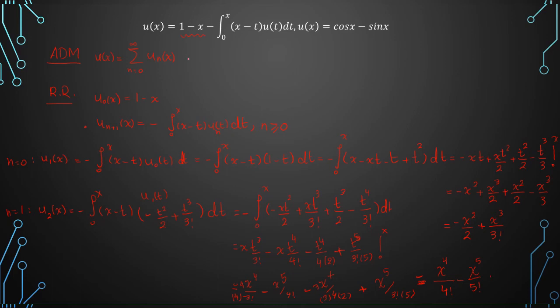So let's substitute in here u0 1 minus x, u1 minus x raised to 2 over 2 factorial plus x raised to 3 over 3 factorial plus u0 plus x raised to 4 over 4 factorial minus x raised to 5 over 5 factorial, and so on.